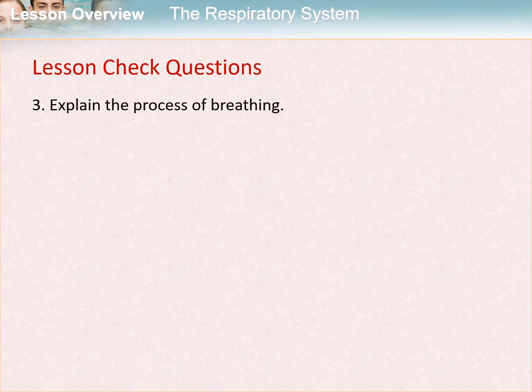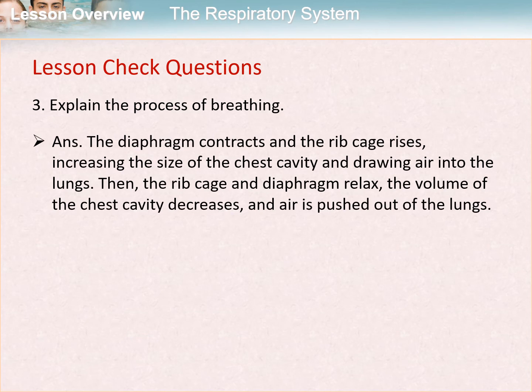Number 3 question. Explain the process of breathing. The answer is, the diaphragm contracts and the rib cage rises, increasing the size of the chest cavity and drawing air into the lungs. Then the rib cage and diaphragm relax, the volume of the chest cavity decreases, and air is pushed out of the lungs.